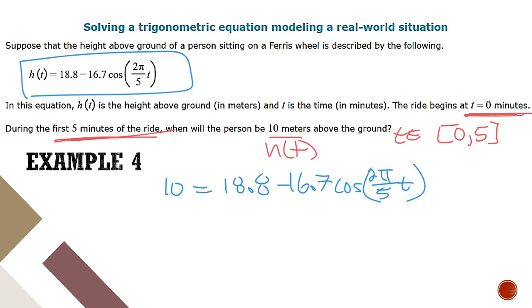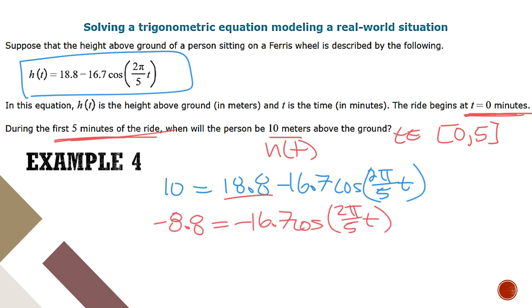So we're going to solve this problem to find our value for t on that interval for t from 0 to 5, which we'll have to edit because we want to think about this as in the unit circle. We'll talk more about that. So solving this, we subtract the 18.8 to the other side, so we get negative 8.8 is equal to negative 16.7 cosine of 2 pi over 5t.